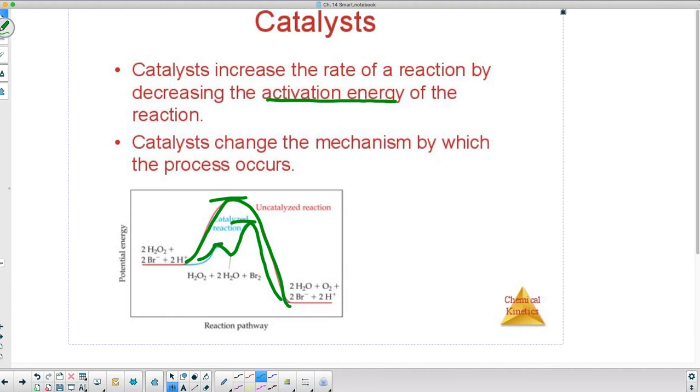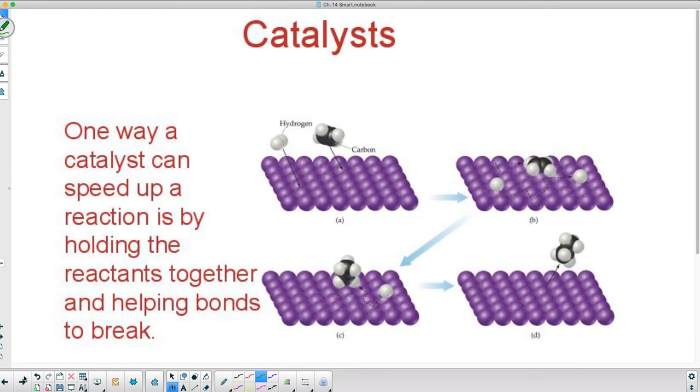So let's take a quick look at some cases for catalysts. There are two different types of catalysts. There are catalysts that are what we call heterogeneous catalysts. And those work by providing a place or an environment for a reaction to take place.